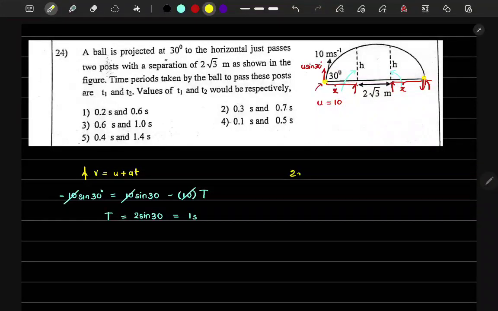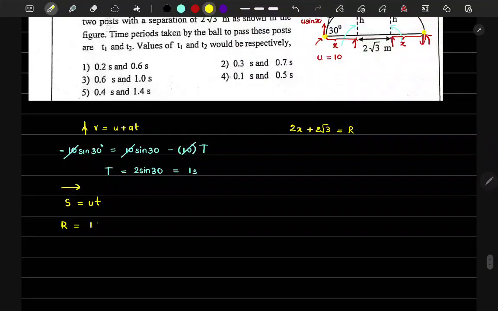So 2x plus 2 root 3 is equal to the range actually. Now how can I find out the range? I can use the horizontal motion and find out the range. The range R is equal to u cos 30, so 10 cos 30 into 1 second. So R is equal to 10 root 3 over 2, which is 5 root 3.